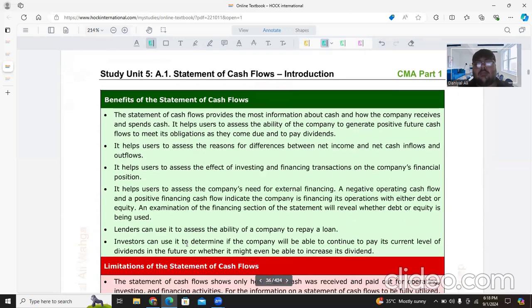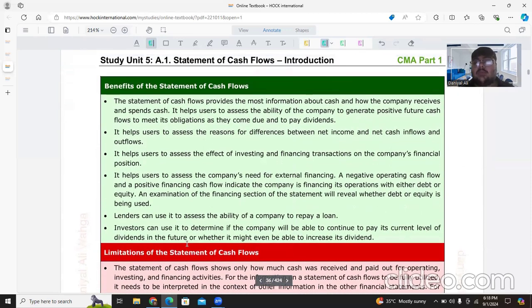Let us see some benefits and some limitations of cash flows.